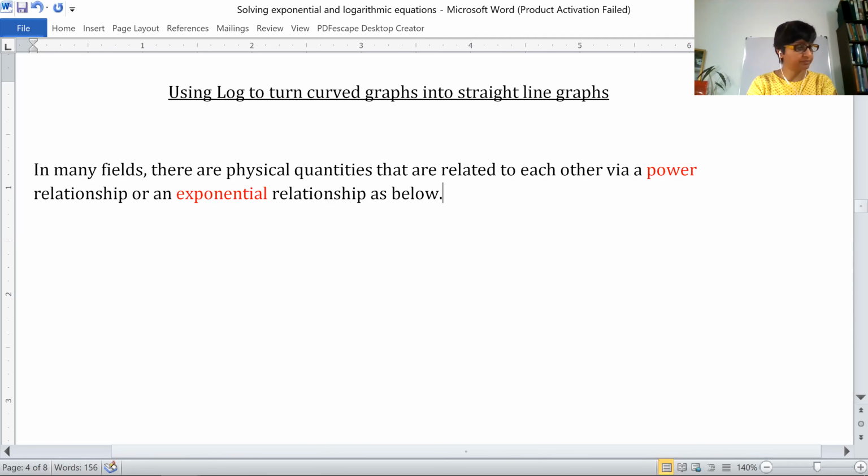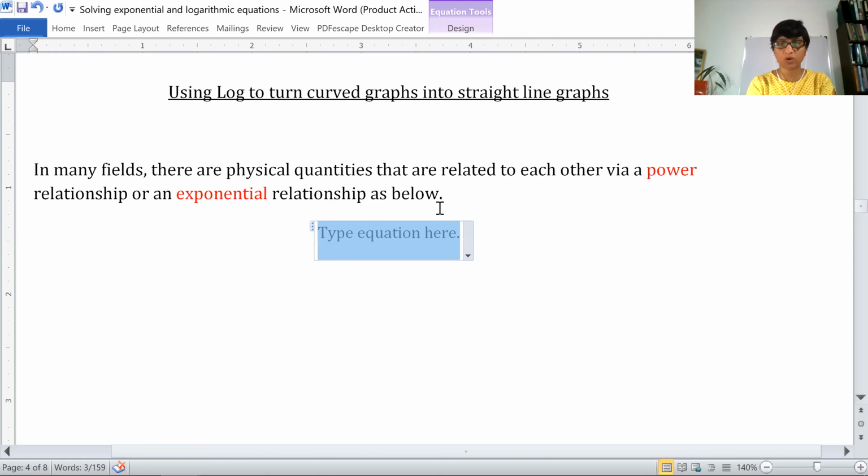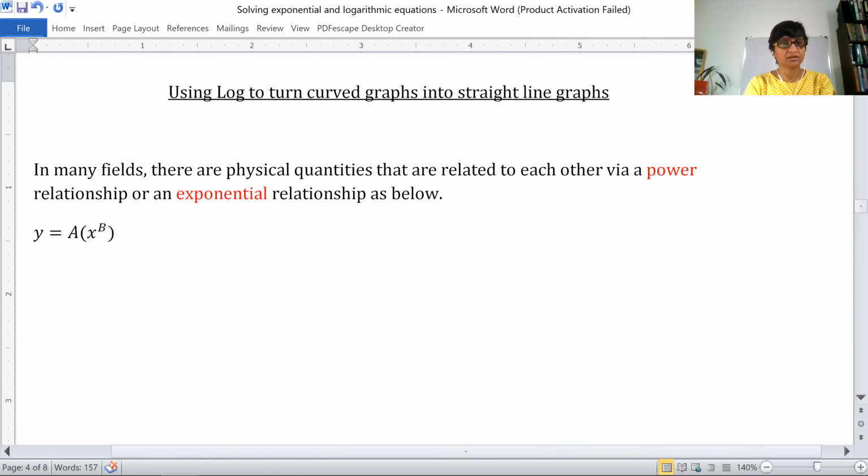Here's how a power relationship looks. If your two quantities are X and Y, Y is equal to capital A, I'll put this in a bracket, X to the power of capital B, where A and B are constants. This is a power relationship or power function.